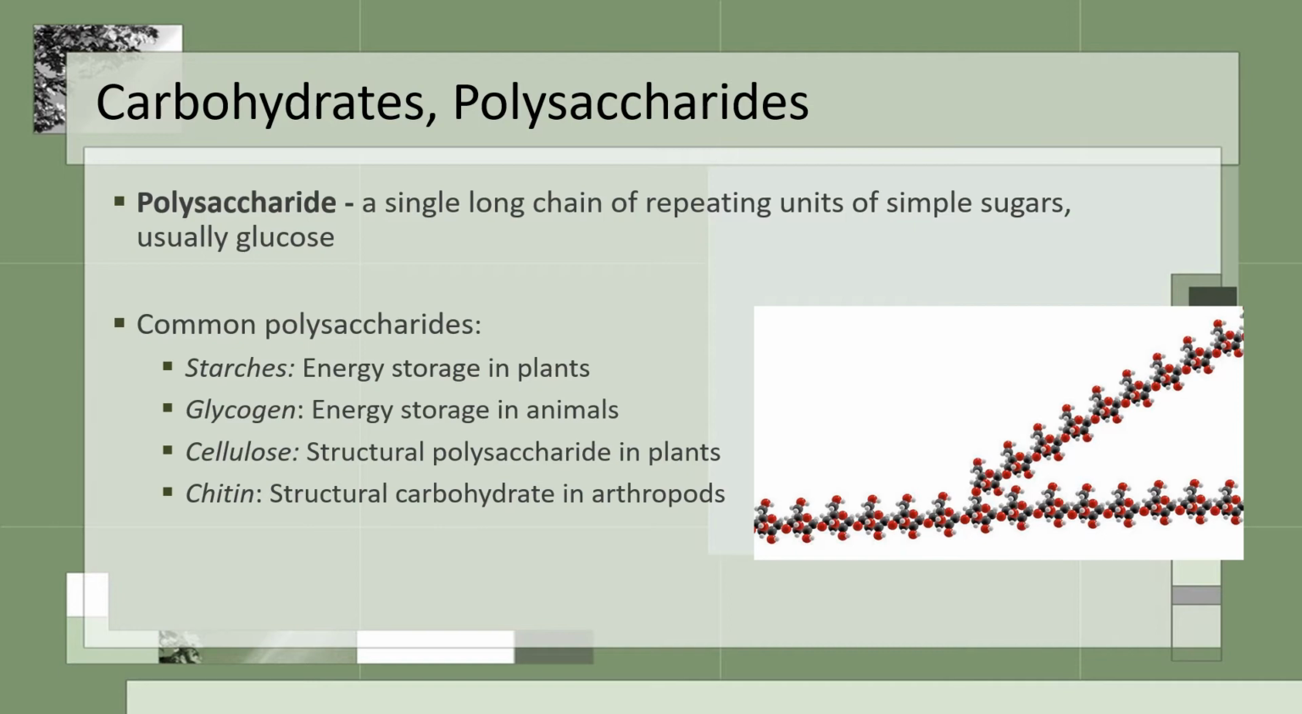Cellulose and chitin are structural polysaccharides. Cellulose is the one that's found in plants, while chitin is one that's found in arthropods like insects, scorpions, and crabs, and they can use that chitin to help build their exoskeleton.